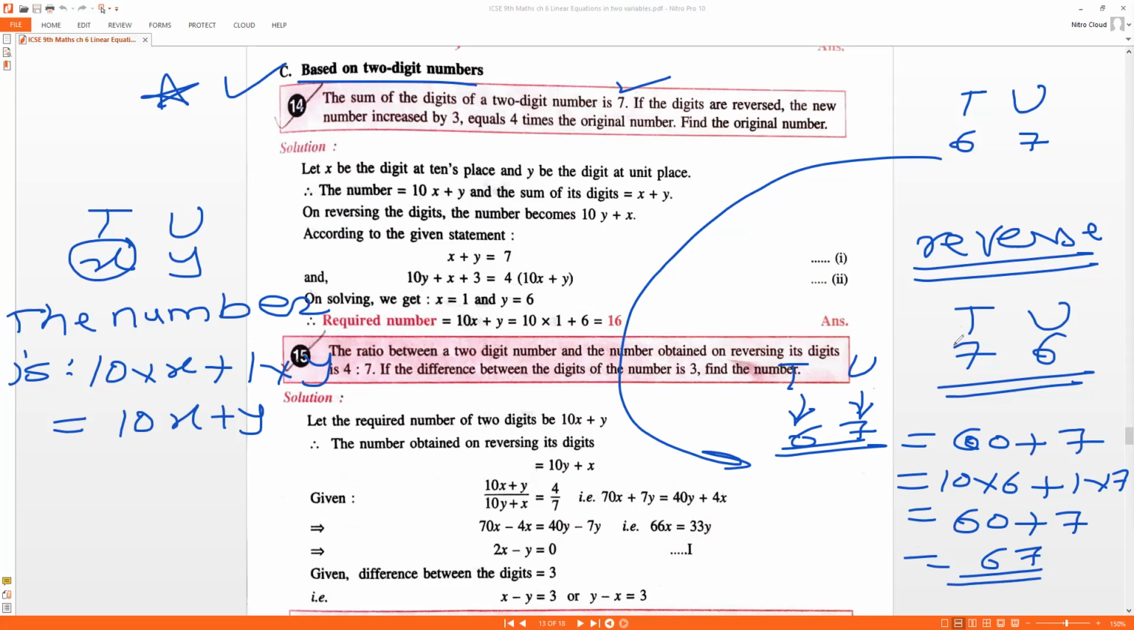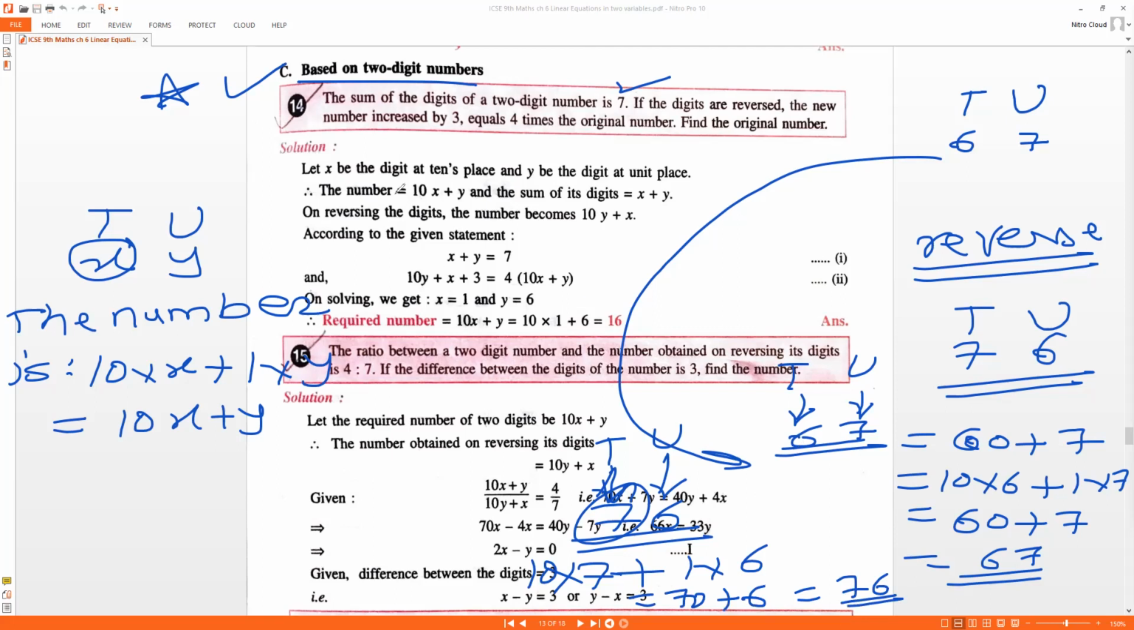Even the same thing happens with 76. So let's say the number is 76. The digit in the tens place is 7 and the digit in the units place is 6. So you have to multiply the tens place digit by 10. Why do we call it tens? Because the actual number, not the digit, is 10 times the digit. So you have 10 into 7 plus 1 into 6. So you get 70 plus 6, which is 76.